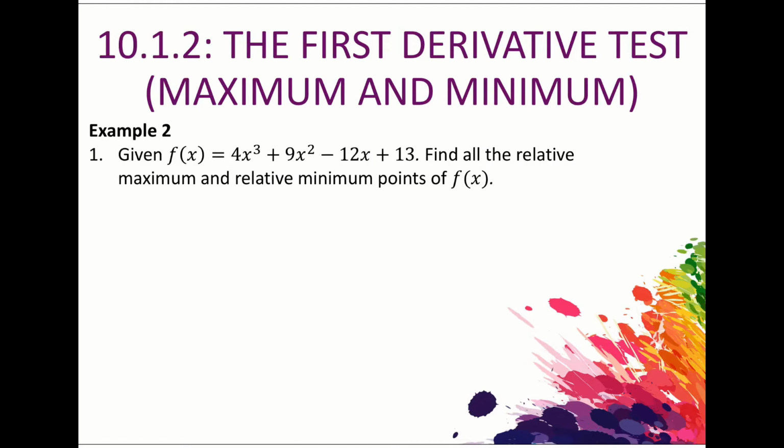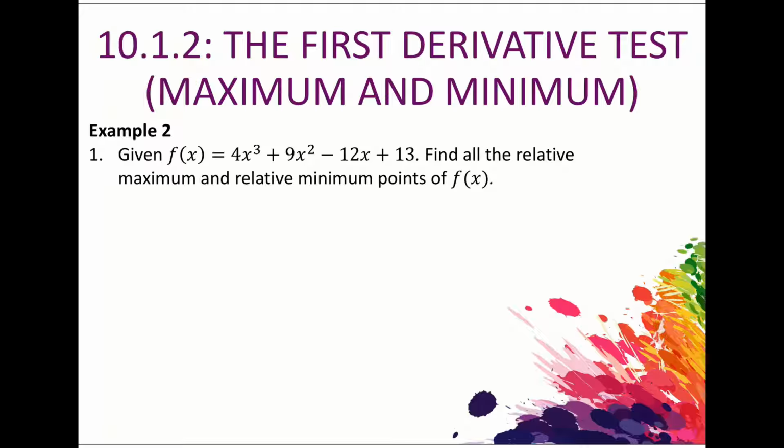Now for example 2, question number 1, on your lecture notes, we're going to learn how to use the first derivative test in order to determine the relative maximum or the relative minimum for a graph. So we have a function given, f(x) is equal to 4x cubed plus 9x squared minus 12x plus 13. Find all the relative maximum and the relative minimum points of f(x).